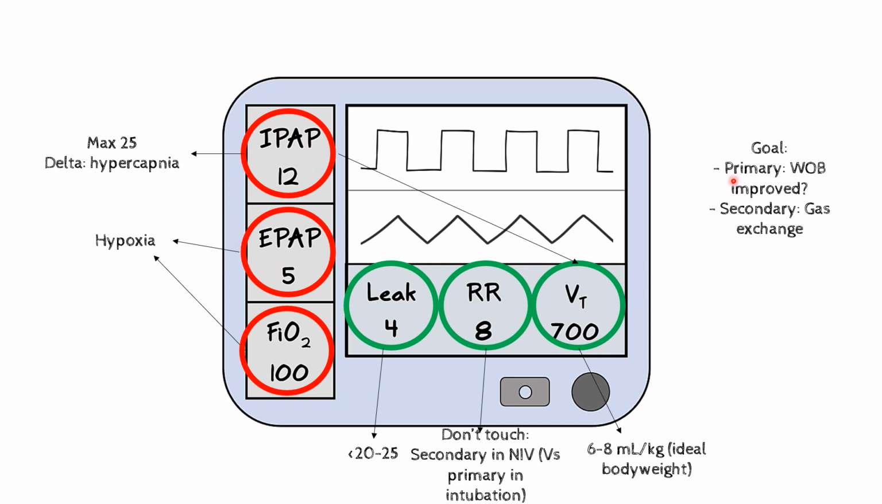The primary goal of NIV is that work of breathing improves. Secondary is the gas exchange. The gas exchange takes a while. So what I want to see in the patients is that the gas exchange becomes better over time. But again, this is a clinical gestalt. Don't think of the monitor. Think about how the patient is looking.